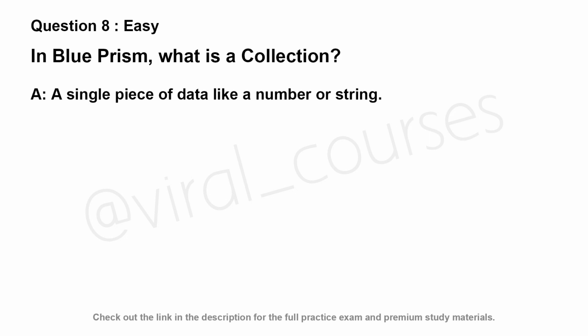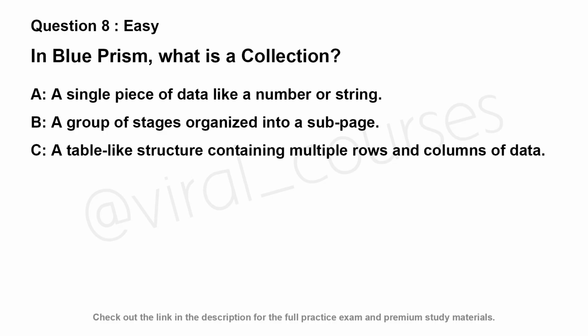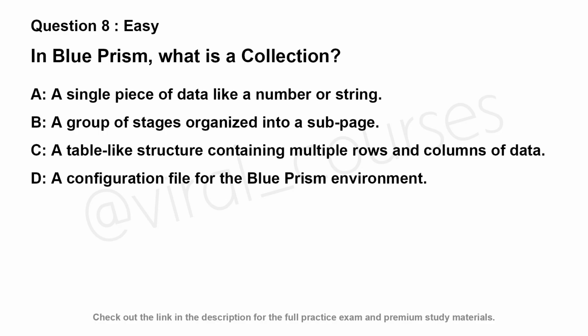In Blue Prism, what is a collection? Option A, a single piece of data like a number or string. Option B, a group of stages organized into a subpage. Option C, a table-like structure containing multiple rows and columns of data. Option D, a configuration file for the Blue Prism environment.